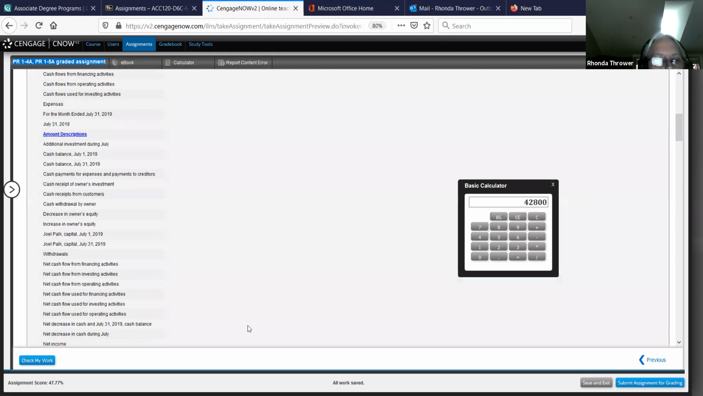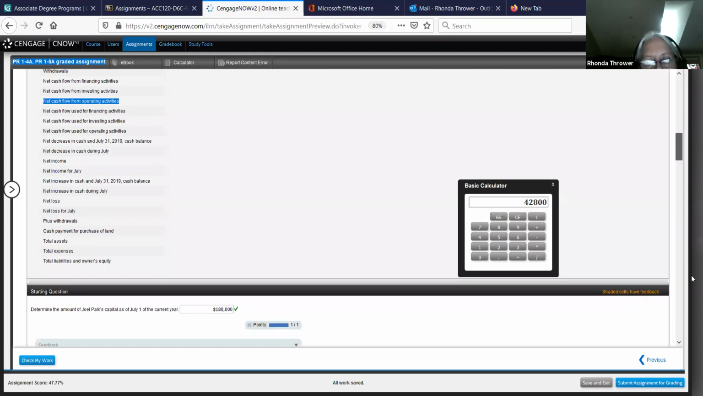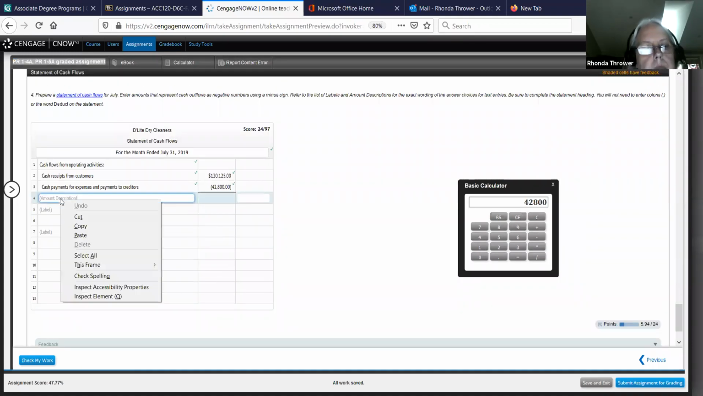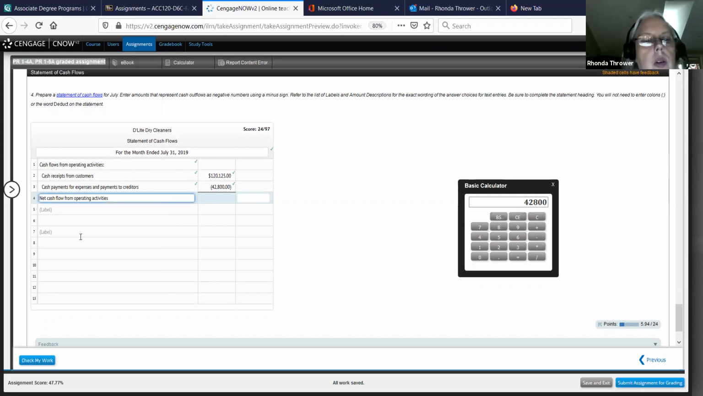So it's net cash flow from operating activities. We're going to copy that, and we're going to paste it. And then I'm going to just check my work to make sure that I've got the right account title there. And they're happy with that. And now I want to put my amount in there.